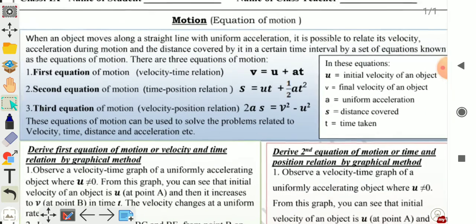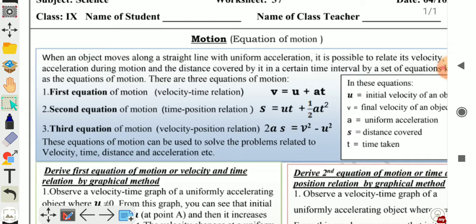When an object moves along a straight line with uniform acceleration, it is possible to relate its velocity, acceleration during motion, and distance covered by it in a certain time interval by a set of equations, and this set of equations is known as equations of motion. There are three equations of motion.